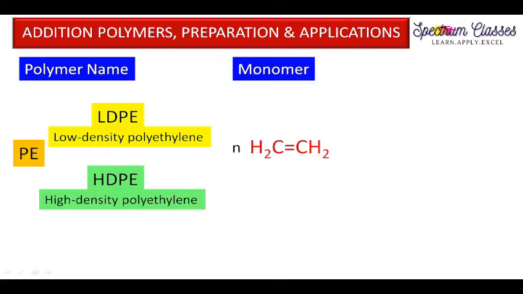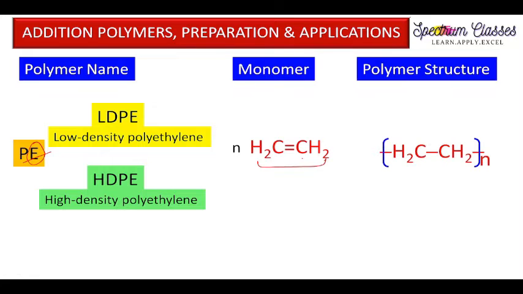Before that we are going to discuss its monomer. So the monomer for polyethylene: once you know that this is polyethylene, poly means many, and you have to take ethylene. So ethylene stands for this particular molecule. You are all aware of this. And then how do you write the structure of this polymer? The structure of this polymer can be written like this.